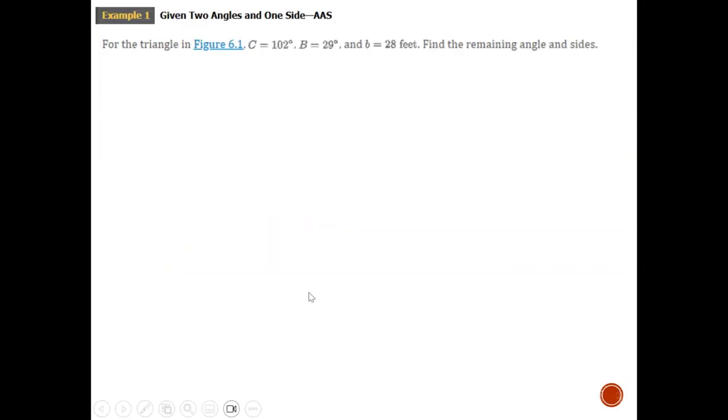Let's do example number 1. It says, given two angles and one side, angle, angle, side. For the triangle in figure 1C, C is equal to 102 degrees, B is equal to 29 degrees, and side b, or little b, is equal to 28 feet. Find the remaining angle and sides. This is figure 1C. Here's the picture. Now we have to find all 6, the 3 angles and the 3 sides.